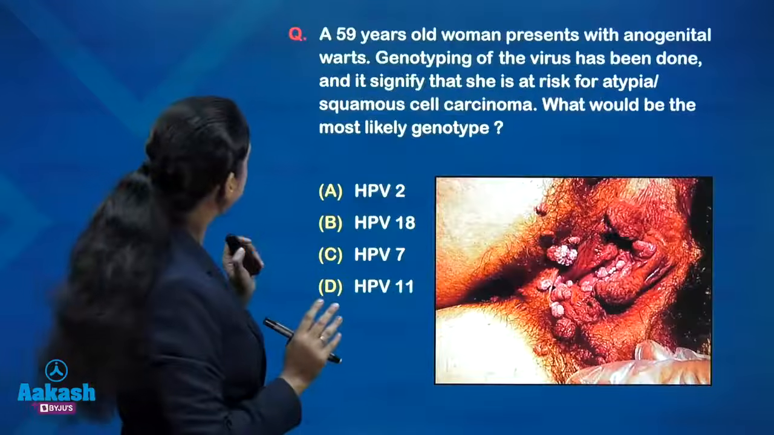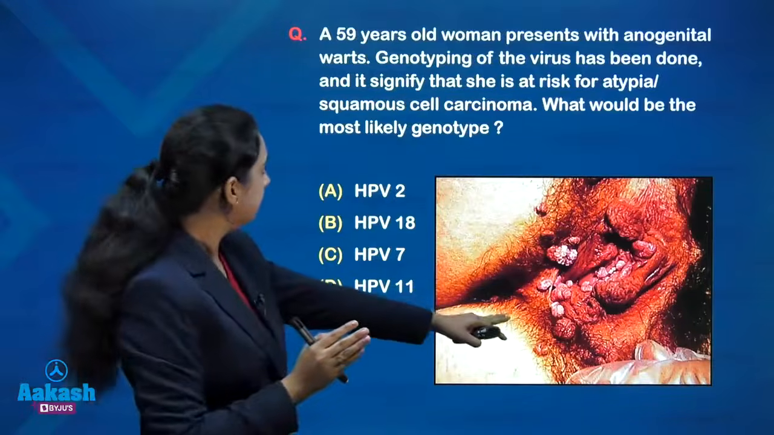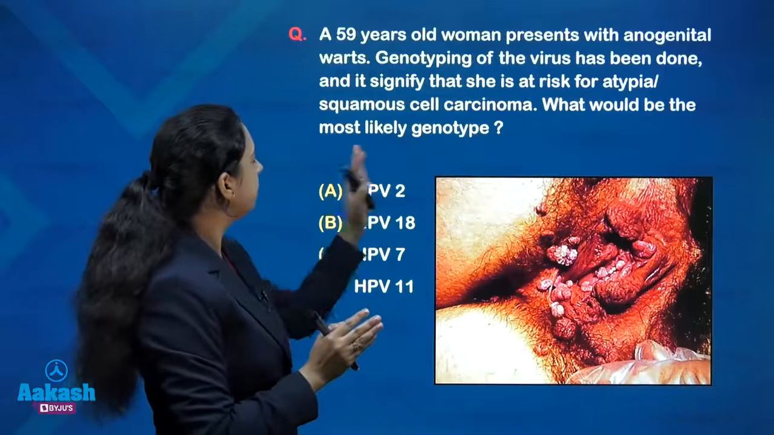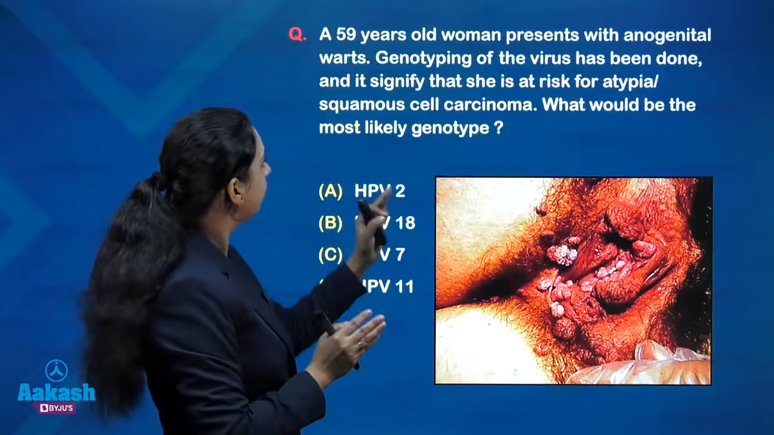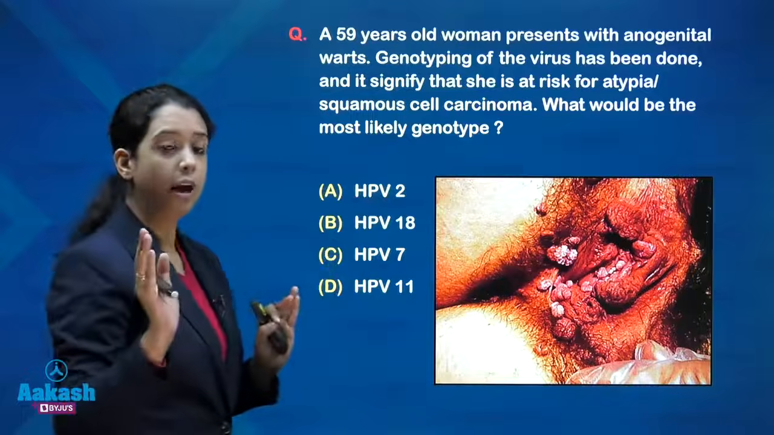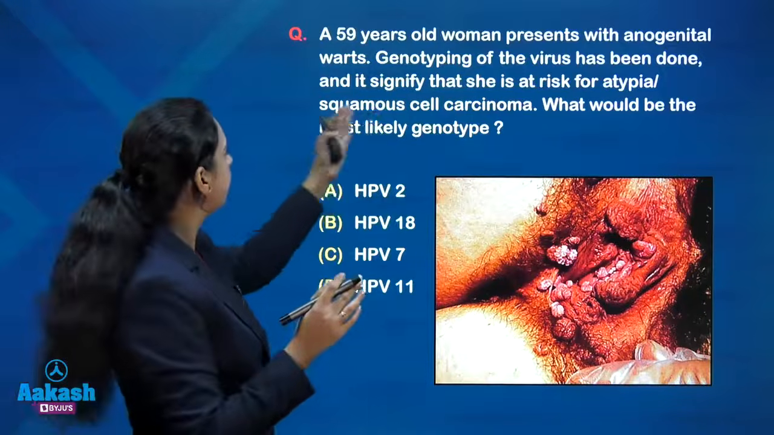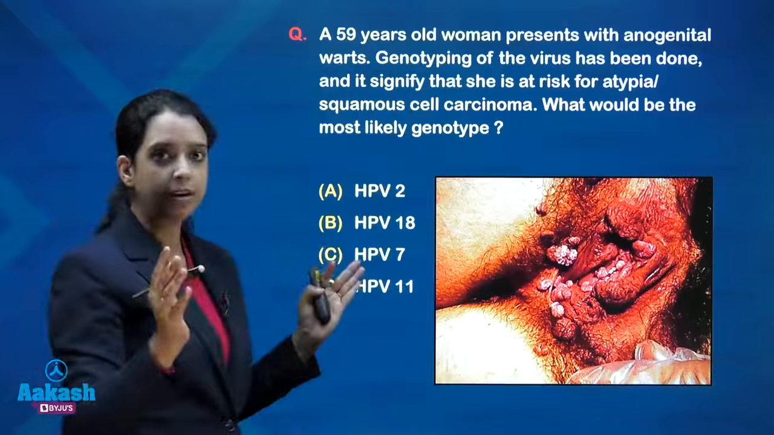Now, a 59-year-old woman presents with anogenital warts like this. Genotype of the virus has been done and it signifies that she has a risk of squamous cell carcinoma. What will be your diagnosis? Now, if you have read this question in a rush, then you will just see that the genotype of the virus has been asked. What will be there? 11.